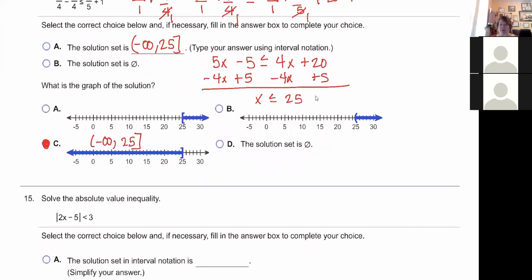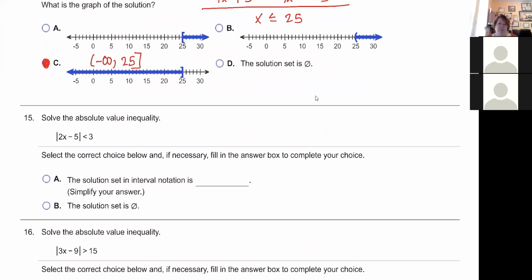Okay, then we have our two absolute value inequalities. So the first one is a less than type. And to solve a less than type absolute value inequality, we take the stuff on the inside of the absolute values and we put it between the negative and the positive constant. So for the distance to be less than 3, it has to be between -3 and +3, and then just solve the inequality.